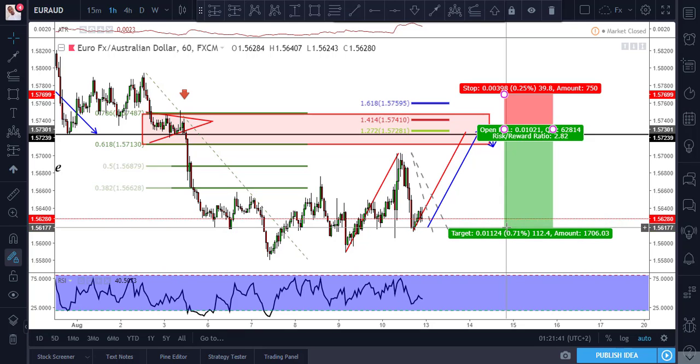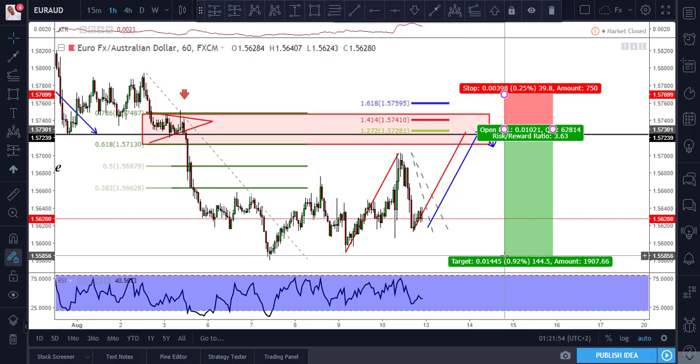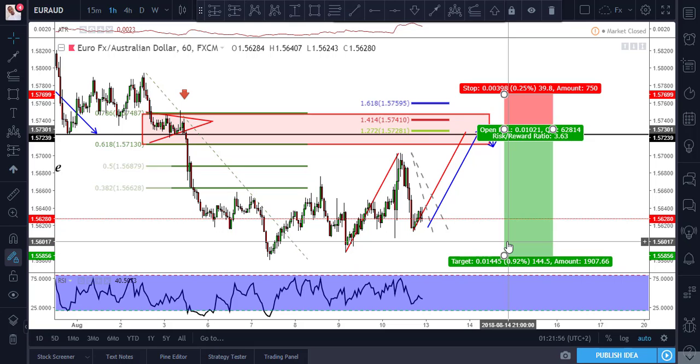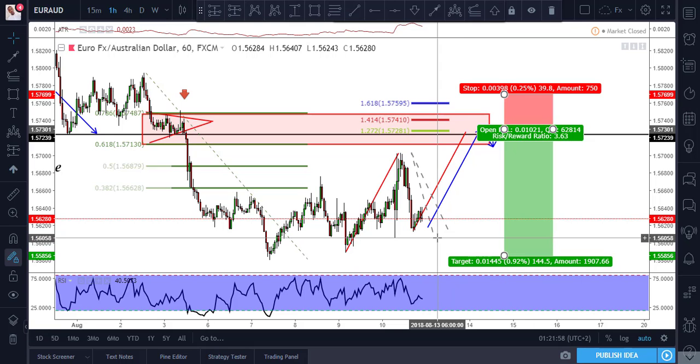Then first targets, I would take them right here. So I would take 112 worth of reward right there. Then for my second targets, I would take a total of 144 pips worth of reward right here.